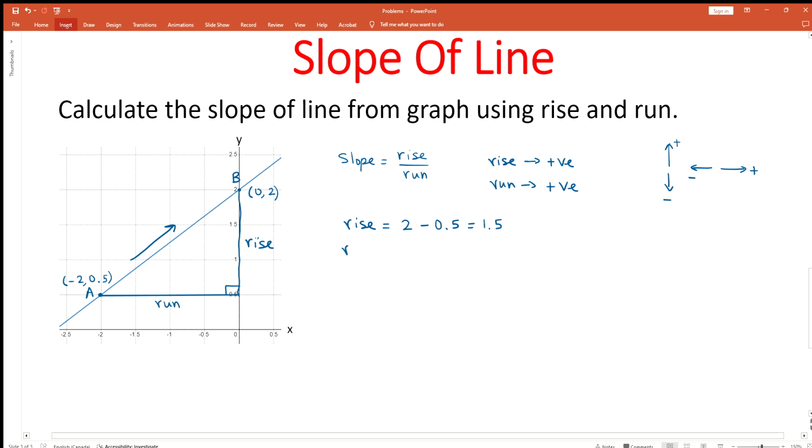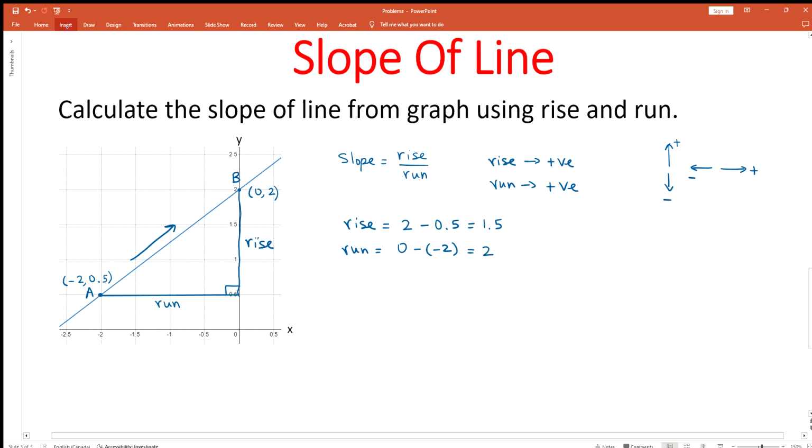Now we can calculate the run by subtracting their x coordinates. We should subtract x coordinate of point A from x coordinate of point B, because point B is to the right side of point A. So 0 minus -2, which is equal to +2.